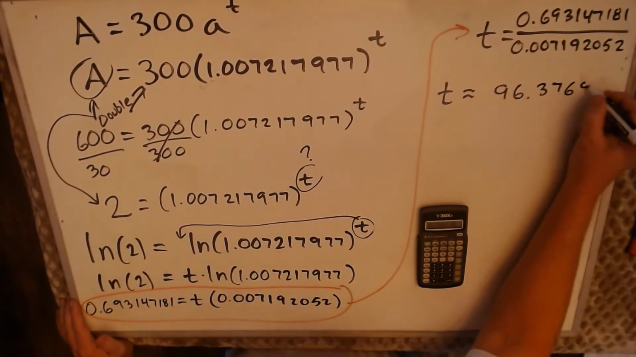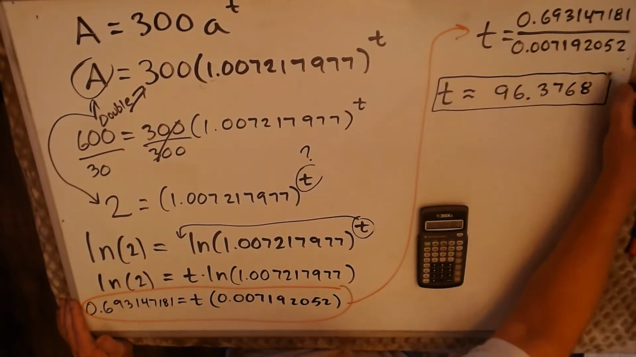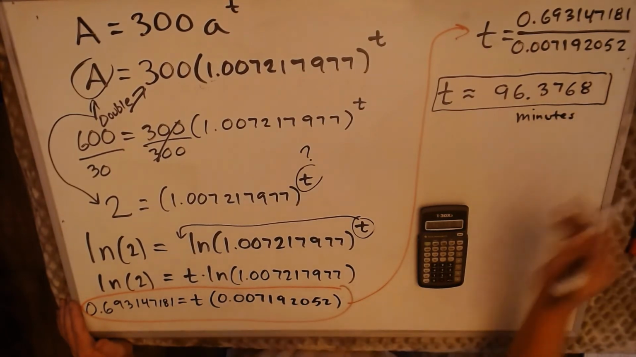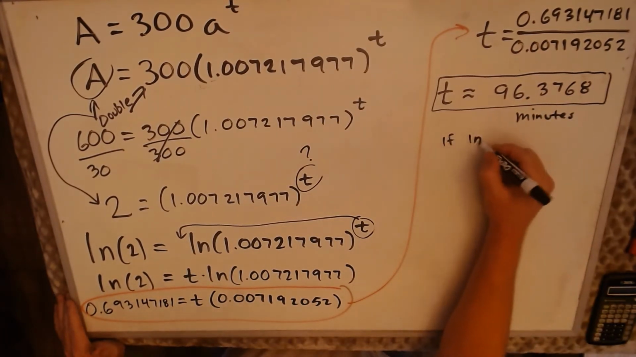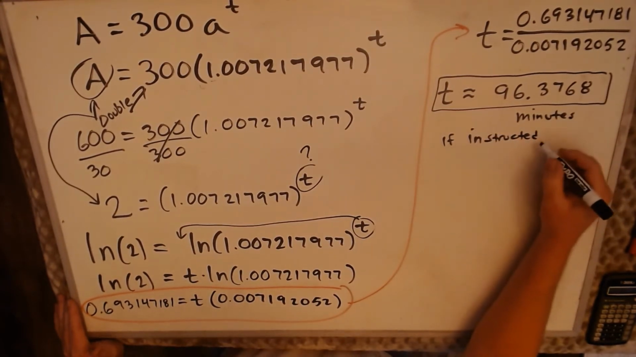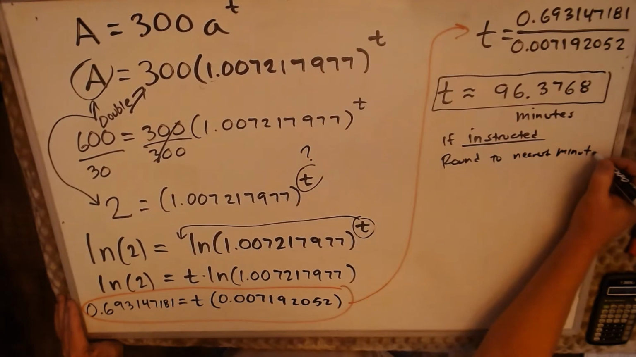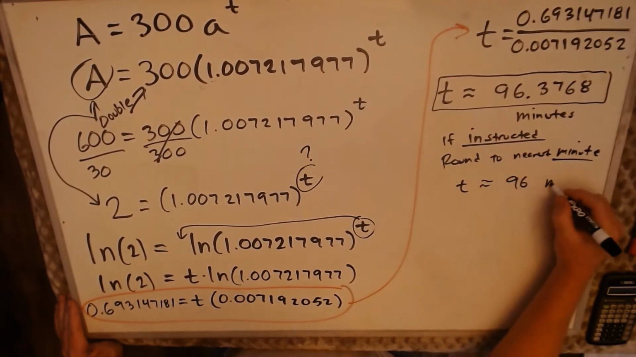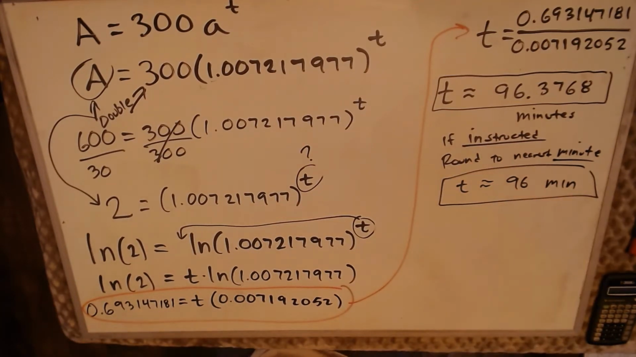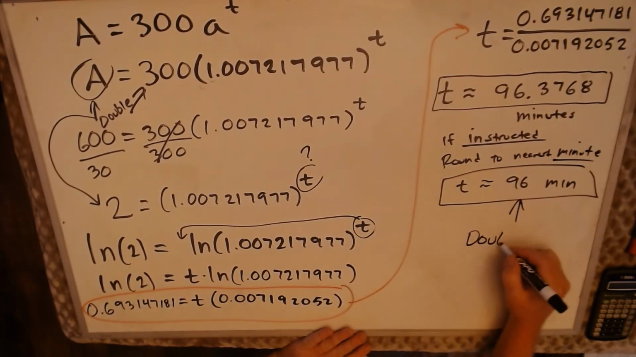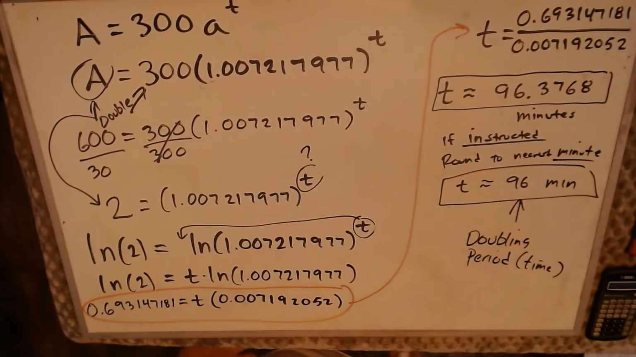96.376. We'll go to 4 decimal places. And this is minutes. If we're instructed to round, I would probably round to the nearest minute. So that would be about 96 minutes. If it tells you to keep it as a decimal, keep it as a decimal. I personally would probably ask you to round it to 96 minutes. So this is the doubling period, also known as the doubling time.